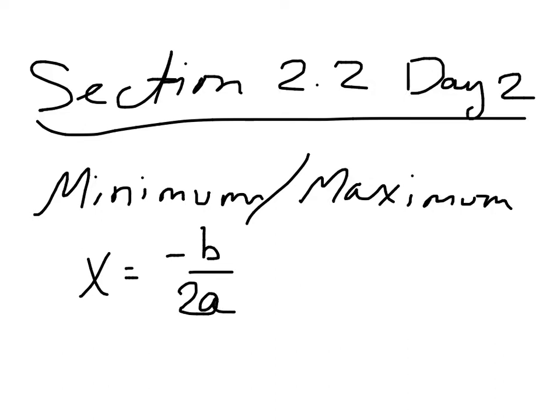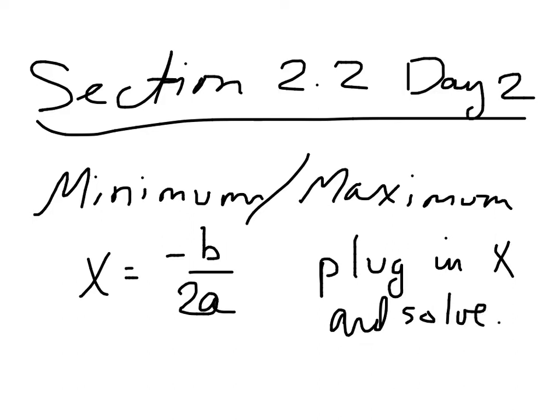We just did that when we did the first day, when we found the vertex, right? Then to actually find the minimum or maximum values, you plug in x and solve. Or simplify if you want me to say it that way. What is this doing? It's doing the same thing we did when we found the vertex in standard form. It is the exact same thing.